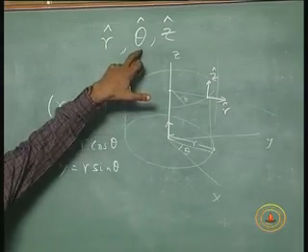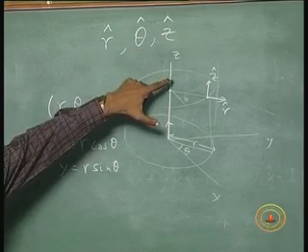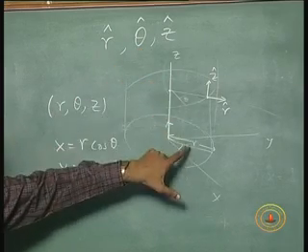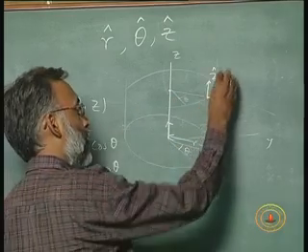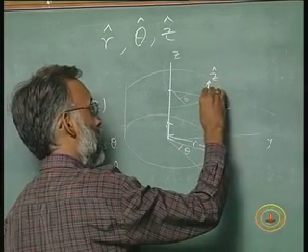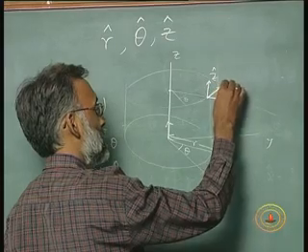The theta direction means keep z fixed, keep r fixed, but vary theta. So, if you vary theta, you are moving along the circle and the direction along the circle is this.